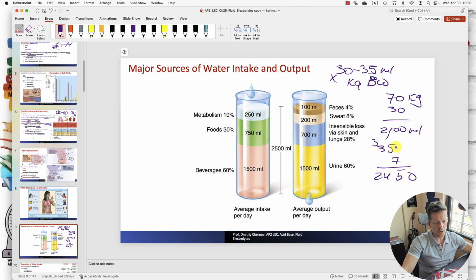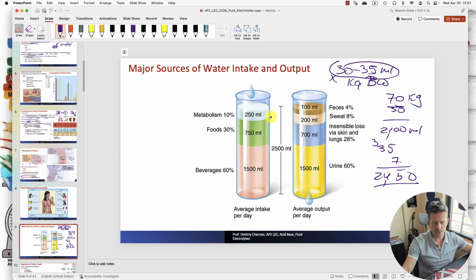So if I'm 75 kilos, I will multiply... I'm sorry, if I'm 70 kilograms, I will multiply by 35 instead of 30. So I'm pretty much there. For healthy individuals, that's what we use on average. So whatever we lose, we're supposed to replenish.